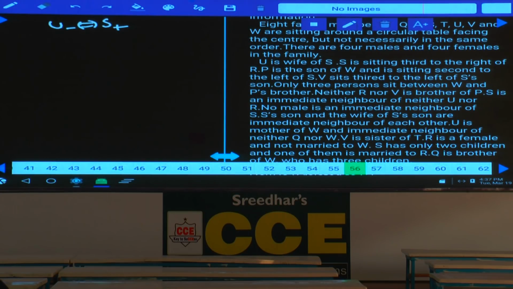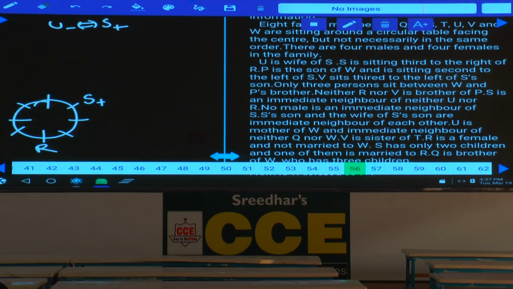S is sitting third to the right of R. As S is seated third to the right of R, 1, 2, 3, 4, 5, 6, 7, 8. Now as all the persons are facing towards the center, I am fixing R at this place. If R is here, S will be here. Then what is the gender of this S? S is a male, and U is the wife of S. S is seated third to the right of R.